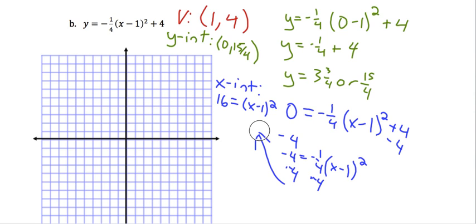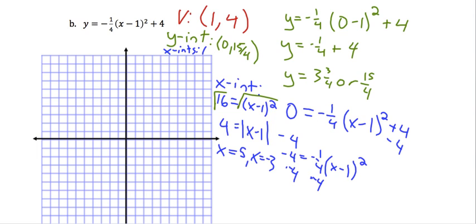There, now I can do the part where I take the square root of both sides. So take the square root of both sides, and I get absolute value of x minus 1 equals 4. So I could probably just do this really quick in my head. I know that 5 minus 1 will get me my positive 4, and I know that negative 3 minus 1 will get me my negative 4. So my x-intercepts are (5, 0) and (negative 3, 0).